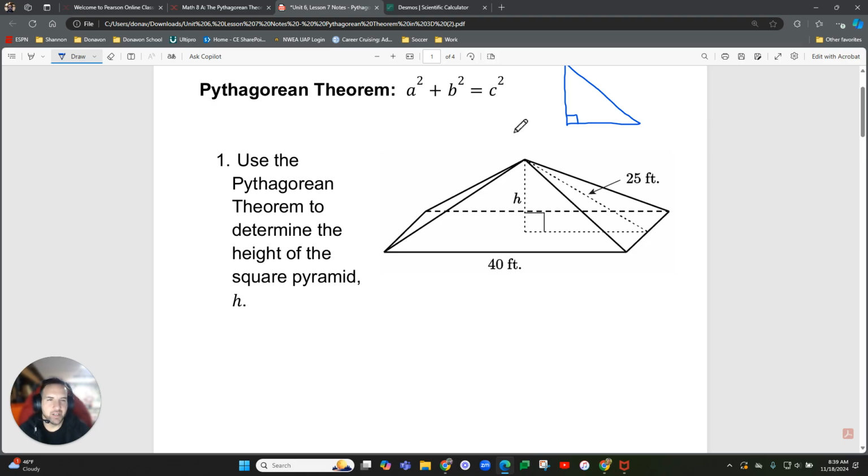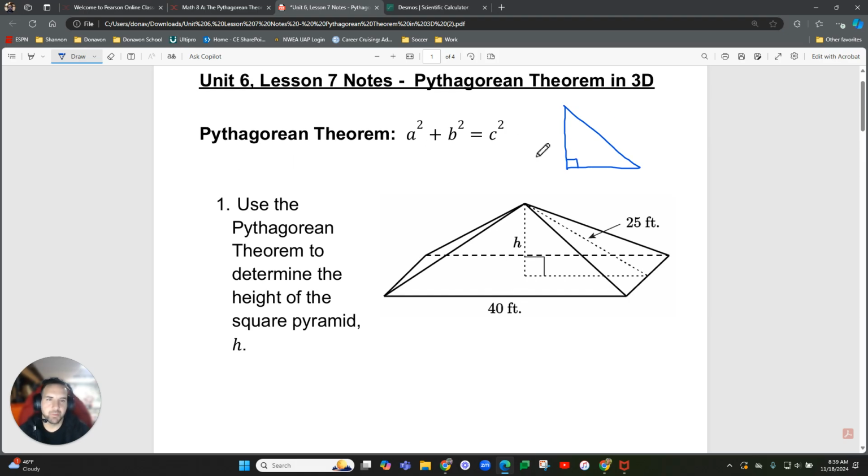Just a reminder, the Pythagorean theorem is a squared plus b squared equals c squared. Remember, the a and the b represent the sides that are next to the right angle. And again, the Pythagorean theorem only applies to right triangles. So this is a and b. They are the legs. They are the two sides that are adjacent to the right angle, or make up the right angle. And then c is always the hypotenuse, which is the side opposite of the right angle.